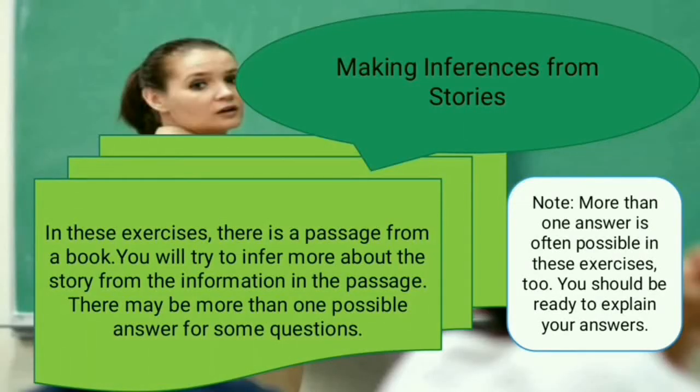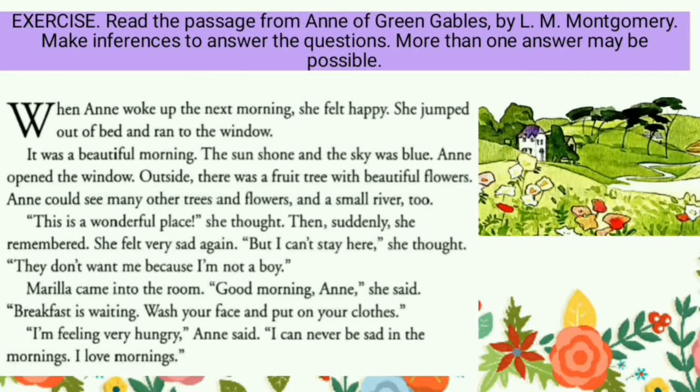Okay, now let's try doing an exercise. Making inferences from stories. In this exercise, there is a passage from a book. You will try to infer more about the story from the information in the passage. There may be more than one possible answer for some questions. Note: more than one answer is often possible in this exercise too. You should be ready to explain your answer. Exercise: read the passage from Anne of Green Gables by L.M. Montgomery. Make inferences to answer the questions. More than one answer may be possible.